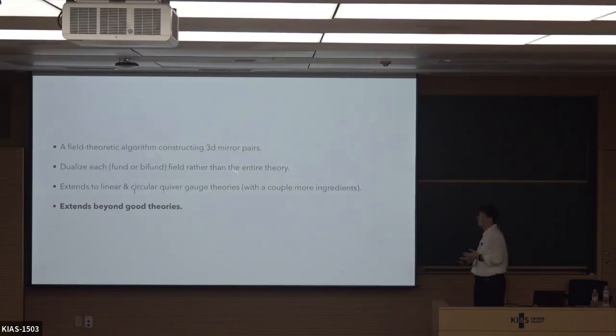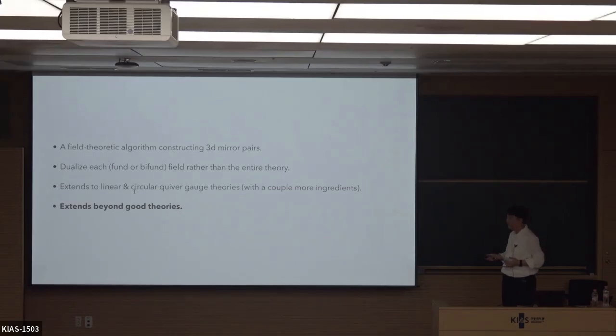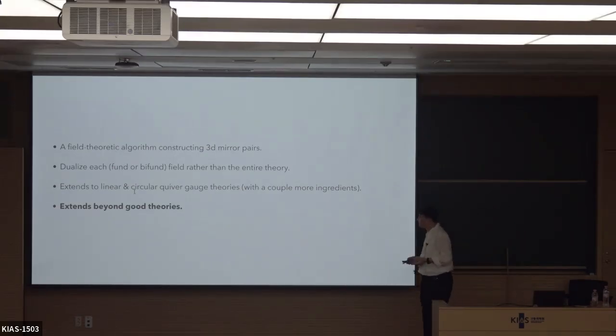Okay, so yeah, it is the field theoretic algorithm constructing 3D mirror pairs. And the core idea is that, as I mentioned, we dualize its field rather than the entire theory. And due to this fact, we can easily generalize this story to some more complicated quiver gauge theory, like linear quivers or circular quivers, because they also consist of the same type of field, either fundamental or bifundamental field. And moreover, we don't need to stick to the good theory case. Okay, so we can go beyond the good theory, to bad theory, which I will explain.